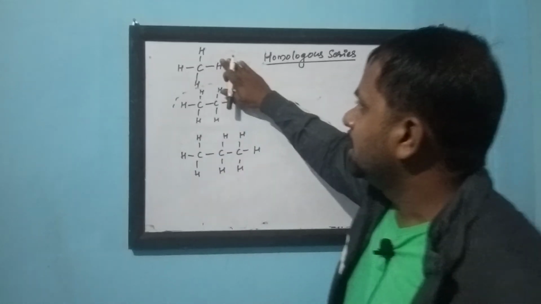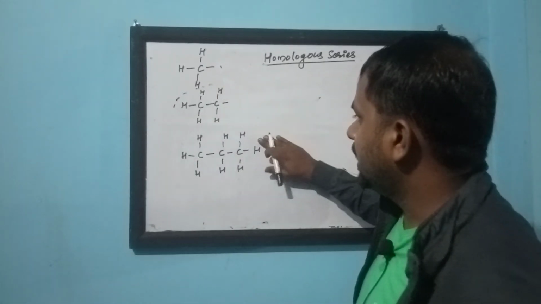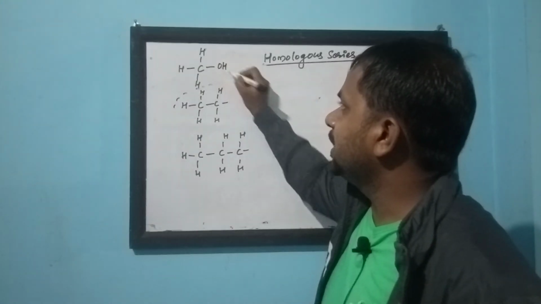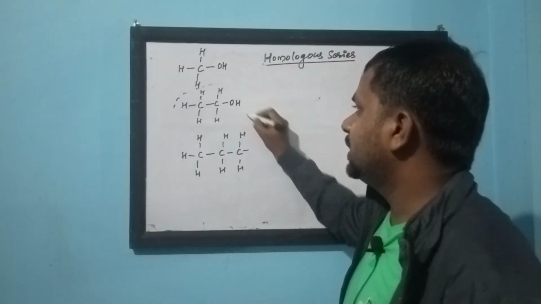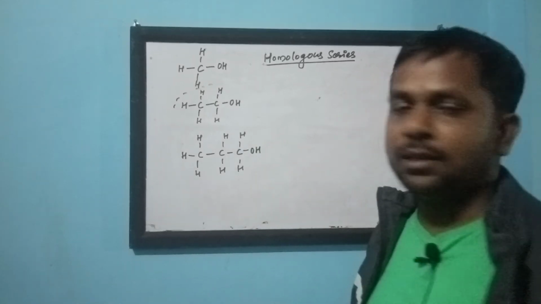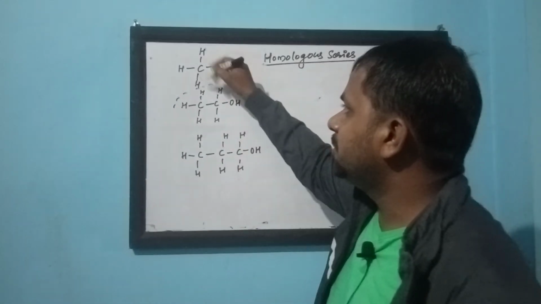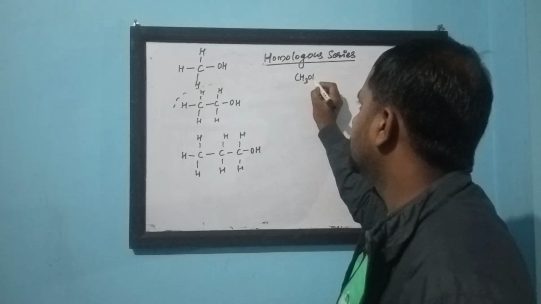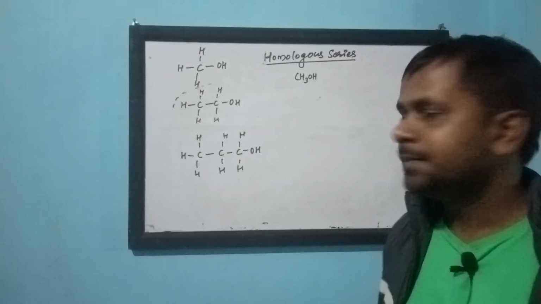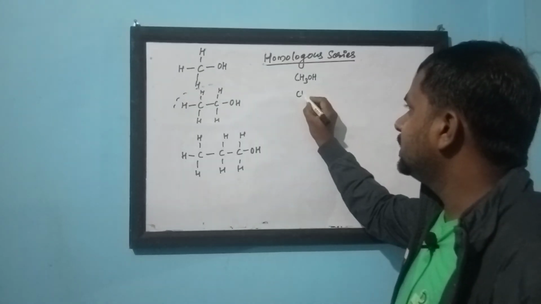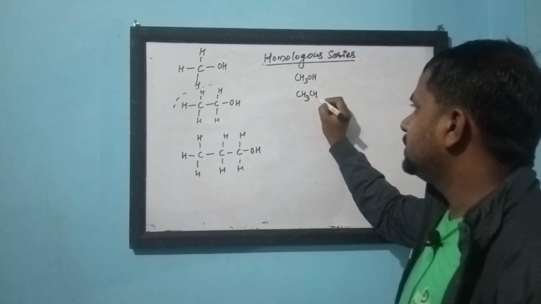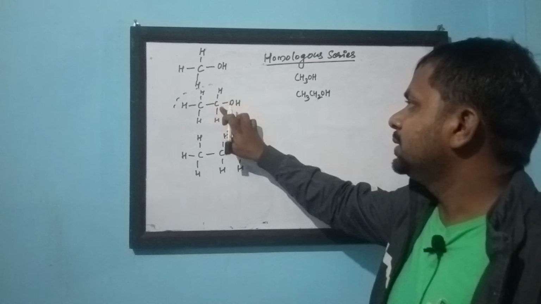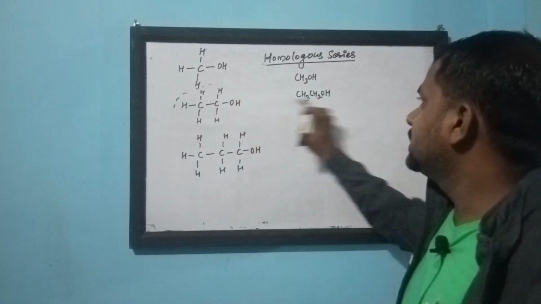Suppose this is an alkyl group, this is also an alkyl group, this is also alkyl. And at this place, suppose OH came in and attached here. Then how will this compound be written? It will be written like this: CH3OH. Then CH3, CH2 and this OH.